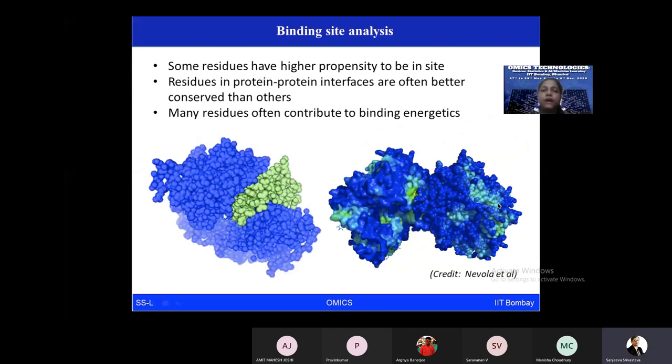Some residues have a very high propensity to be in the binding site. Be it polar or non-polar residues, they have their own characteristics, which make them be placed in the different binding sites. The residues in the protein-protein interfaces have been observed to be highly conserved compared to other residues in the protein. And many of the residues not only contribute to the interaction between the two proteins, but also to the binding energetics.